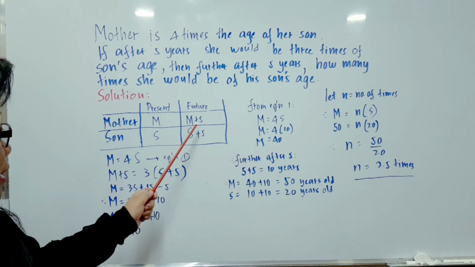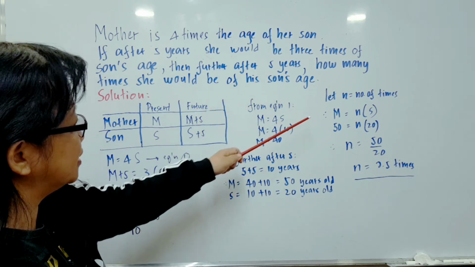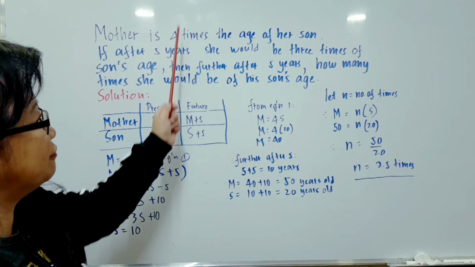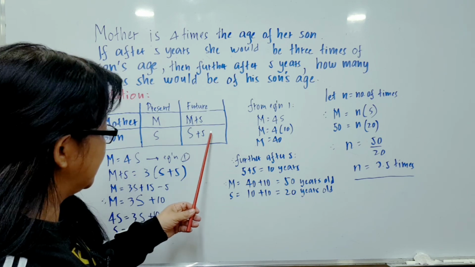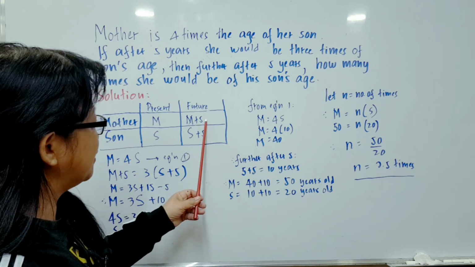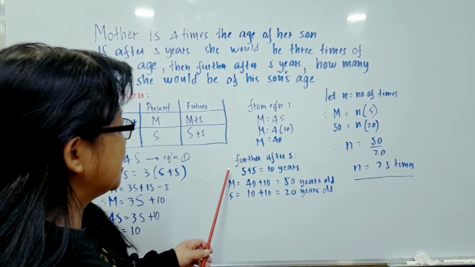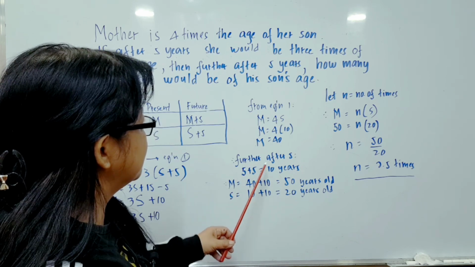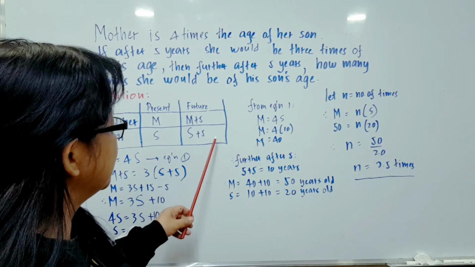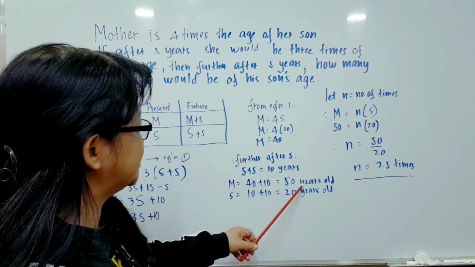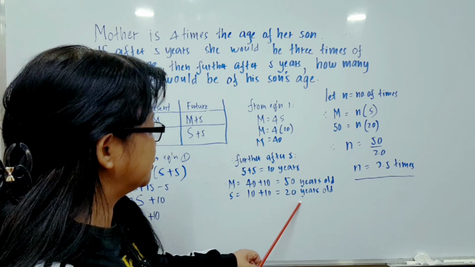Then, after 5 years, so further after 5 years, the age of the mother will be 40 plus 5 is equal to 45, and the son is 10 plus 5 is equal to 15. But here, we total the number of years from the beginning, so 5 plus 5 is equal to 10. So therefore, the age of the mother will be 40 plus 10, which is 50 years old, and the son is equal to 10 plus 10 years is equal to 20 years old.